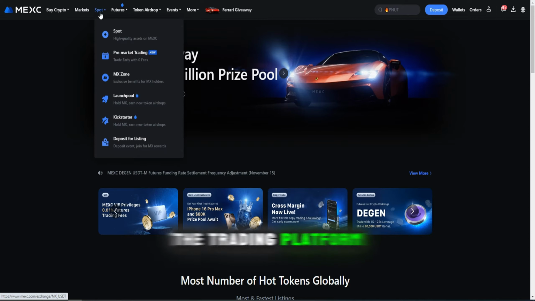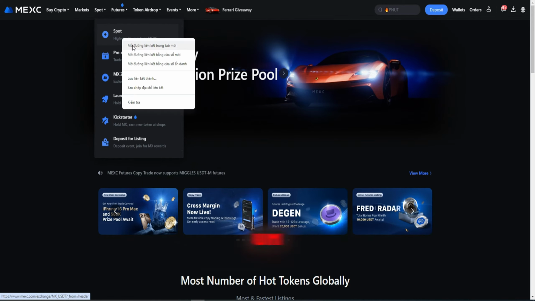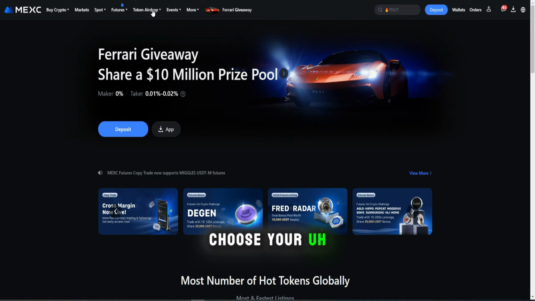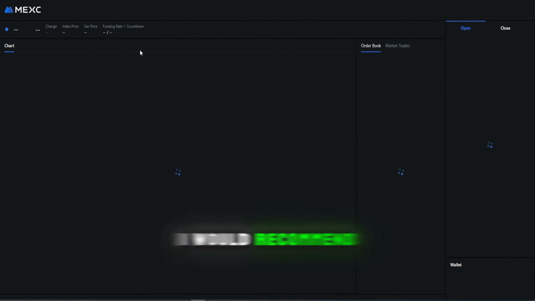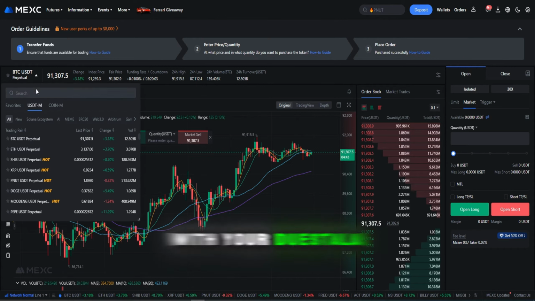This is the exchange, the trading platform that you can use to trade futures. Up here, you can choose the trading pair that you want to use. As you can see, you have USDT-M and Coin-M futures. I would recommend you to use USDT-M. So just have it in US dollar Tether, and then you can trade any cryptocurrency with your US dollar Tether.